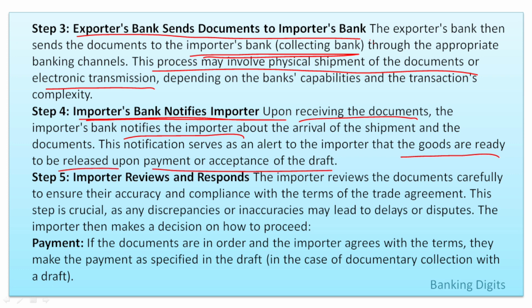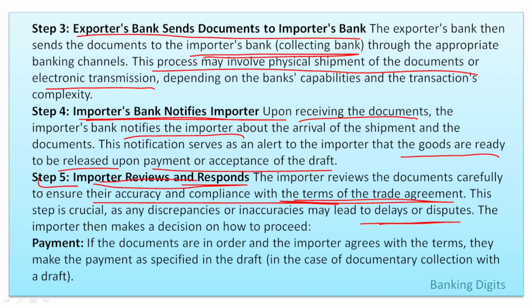Now, step 5, importer reviews and response. The importer reviews the documents carefully to ensure their accuracy and compliance with the terms of the trade agreement. This step is crucial as any discrepancies or inaccuracies may lead to delays or disputes. The importer then makes a decision on how to proceed.